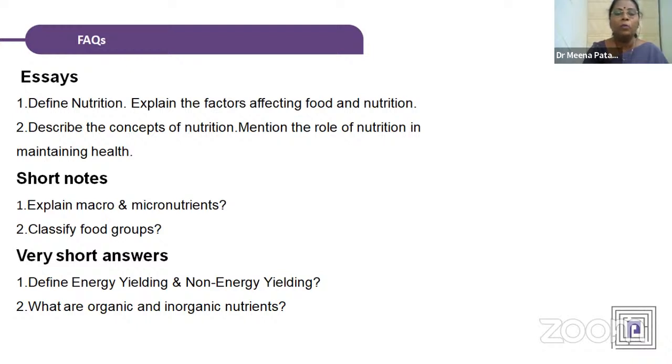So this you will come to know only when you study the syllabus in depth. So learn to study whenever you're studying. Don't try to skip anything. In the beginning, we have told you what are the important areas of the various units which you need to study, and in that, what could be the possible questions. Now, short notes: explain macro and micronutrients. Second is classify the food groups. Very short answers: define energy yielding and non-energy yielding, and what are the organic and inorganic nutrients.